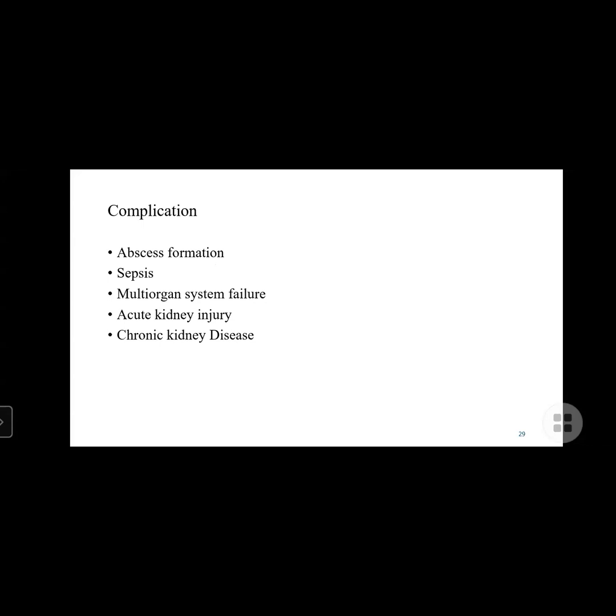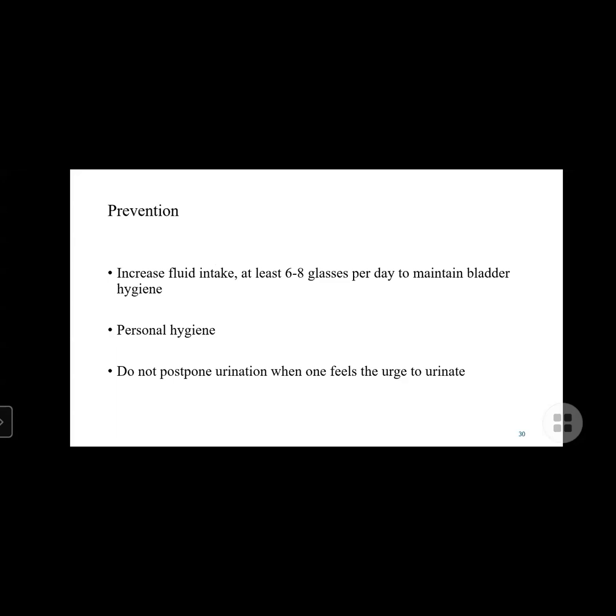So we move on to complications. If acute pyelonephritis is not treated, it can lead to complications such as abscess formation. It can lead to sepsis. It can also lead to multi-organ system failure. It can lead to acute kidney injury. It can also lead to chronic kidney disease.